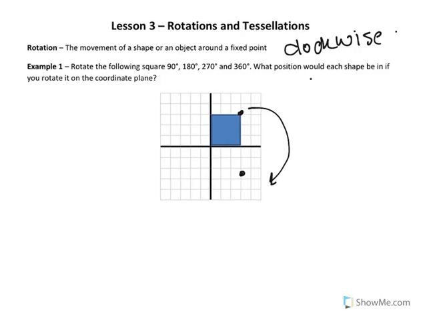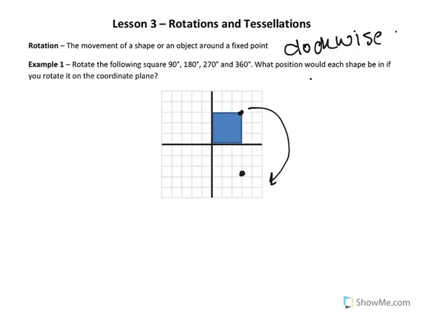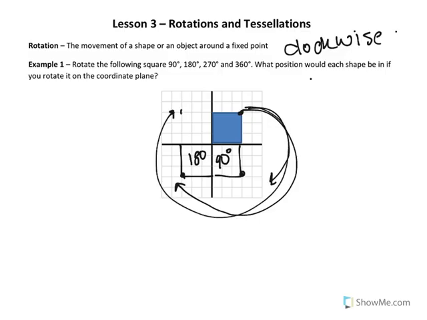So my new shape would look like this. That's a 90-degree rotation. If I wanted to go 180, it would take it all the way over here. So that would be 180. And if I wanted to go 270, it would take it all the way up here. And 360 would obviously take it back where it started.